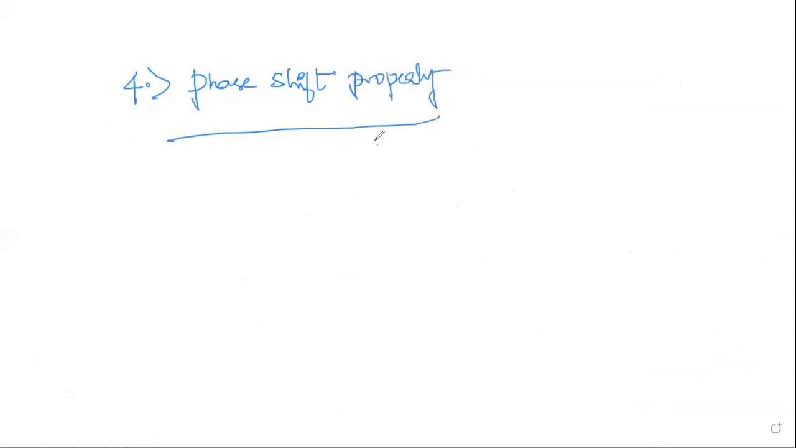The last property, that is the fourth property, is called the phase shift property. In the phase shift property, you have the complex S parameters of a network. So the positions of the ports and the reference planes will be defined. For example, I'll consider a device which will have S parameters defined.